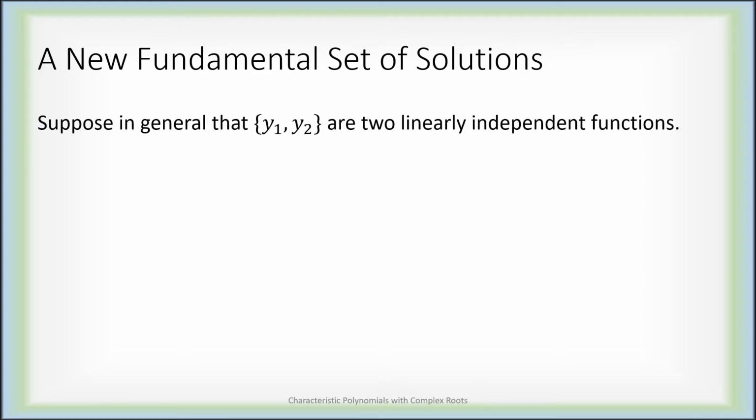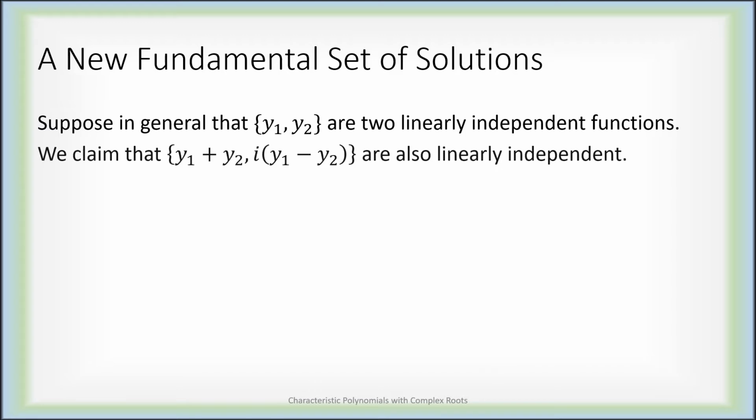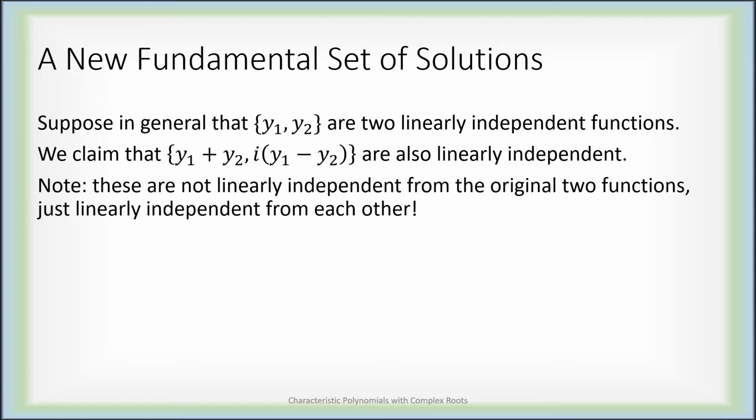So let's see how we can create a new fundamental set of solutions. Suppose in general, y1 and y2 are linearly independent, so it is not possible to express y1 as any constant times y2. We claim that these two functions are also linearly independent, y1 plus y2, and the constant i times y1 minus y2. We're not claiming these two new things are linearly independent from the original functions, just that they're linearly independent from one another.